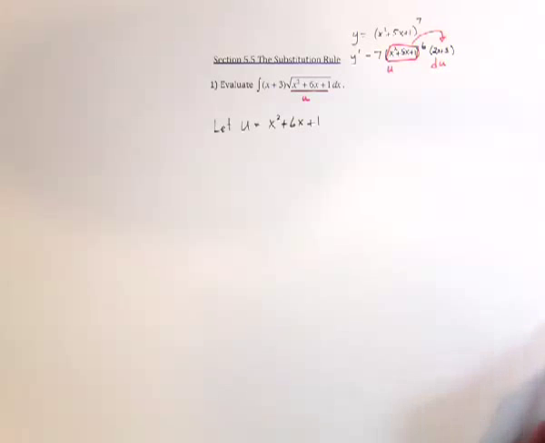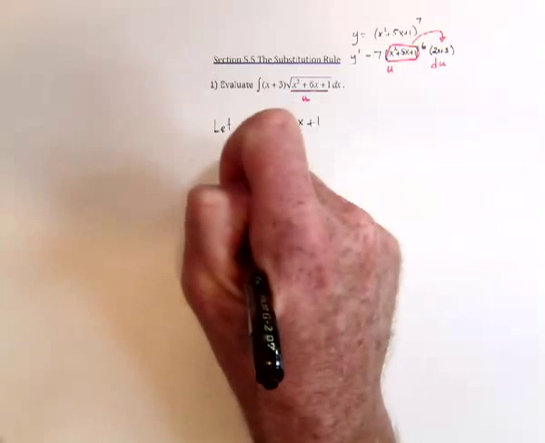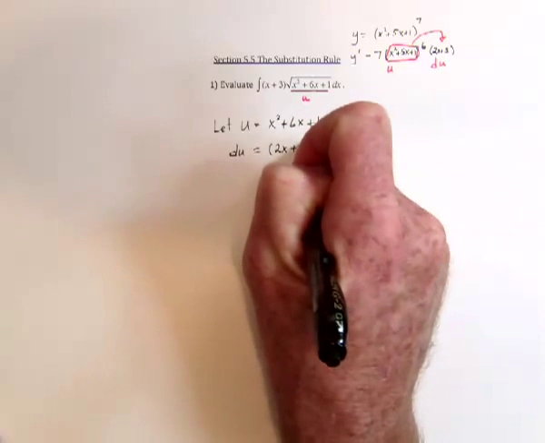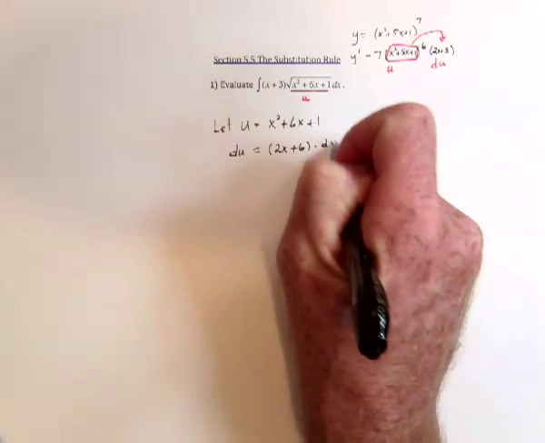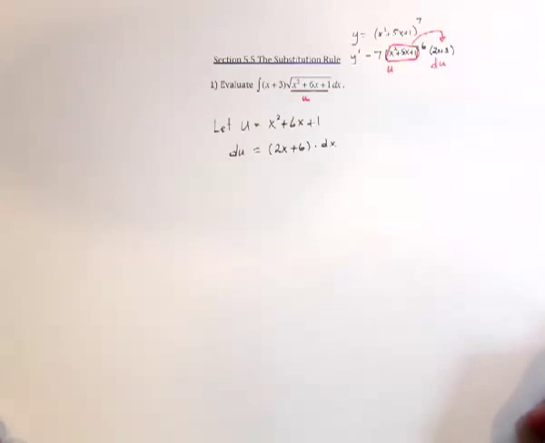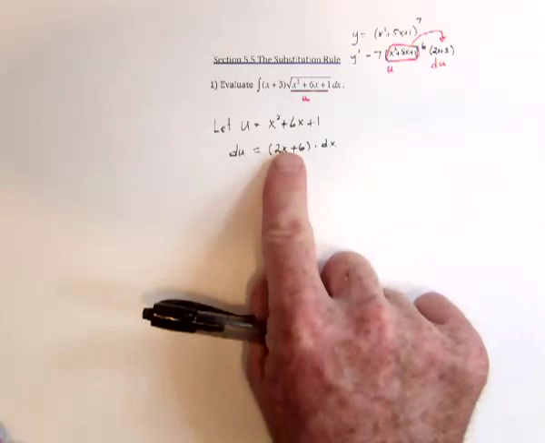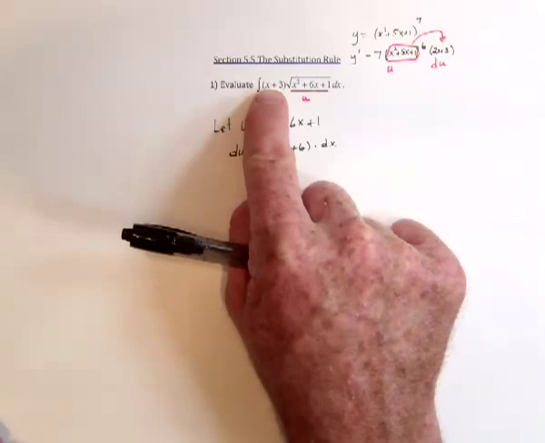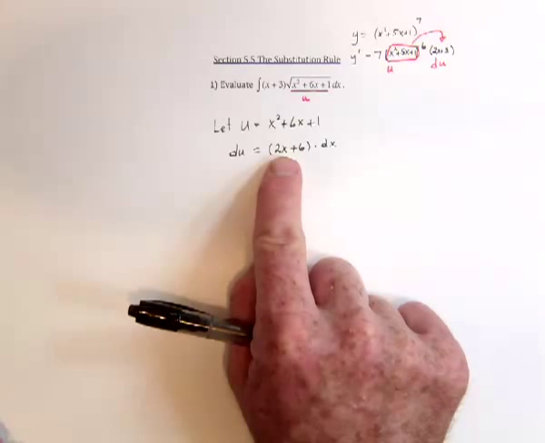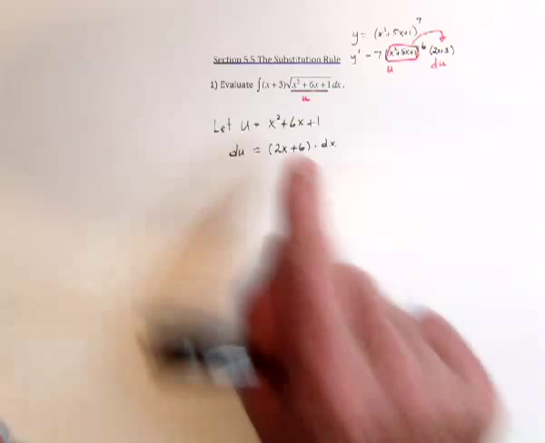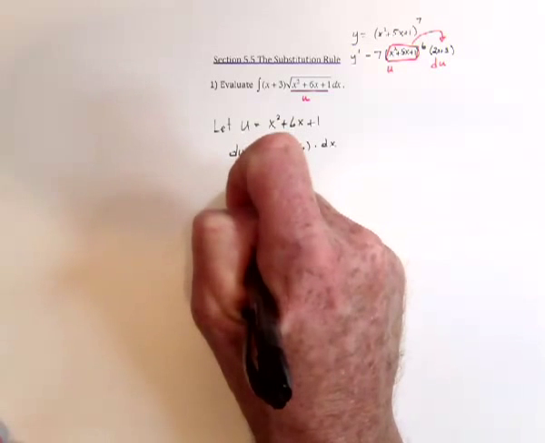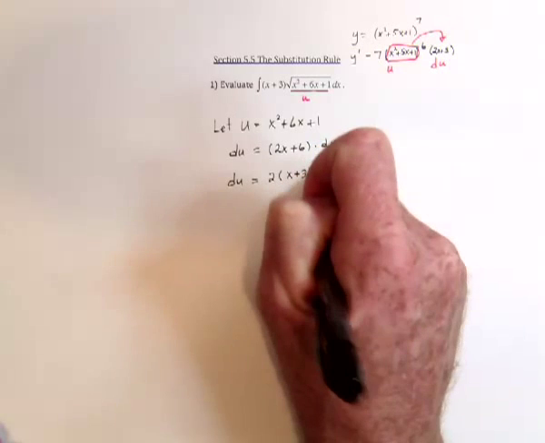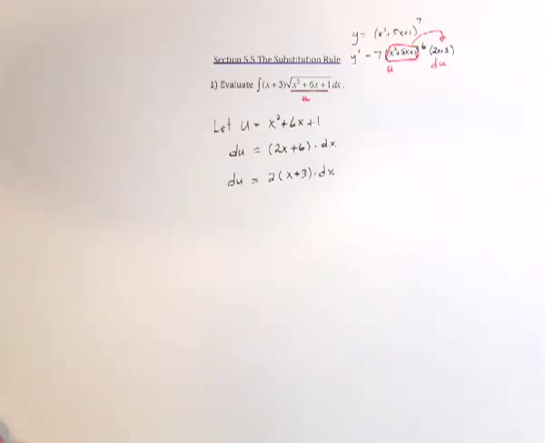And then take the derivative of that. The derivative of u is going to be 2x plus 6, and I took the derivative with respect to x. Well, this thing right here is supposed to be that right there. It's very close though. So what we need to do is manipulate this with a little bit of algebra, like you could factor out a 2, and it would leave x plus 3 dx.